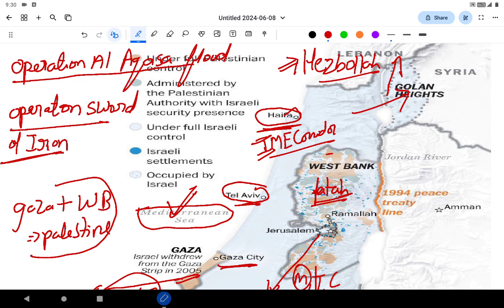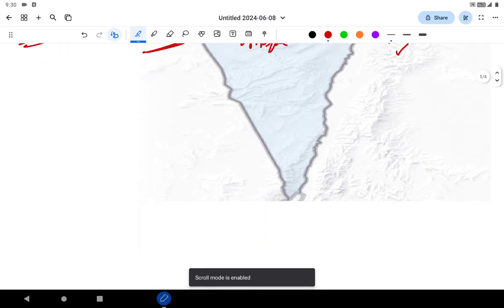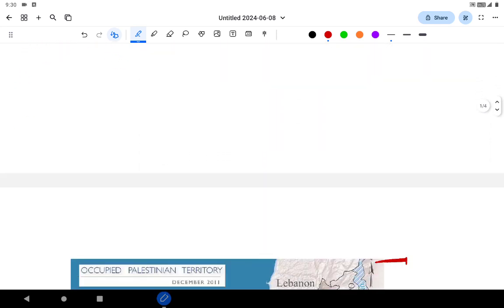Palestine has two parts, that is Gaza and West Bank. Gaza is ruled by the Hamas. West Bank is being ruled by the Fatah under Yasser Arafat. Those are the important things in this particular slide. Let's move on to the next slide.